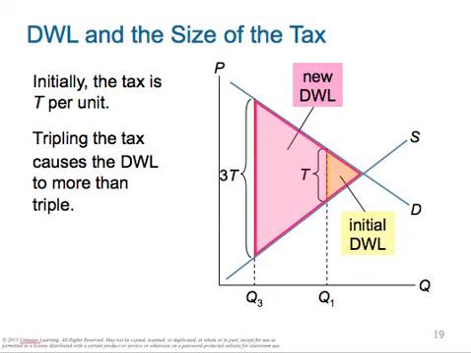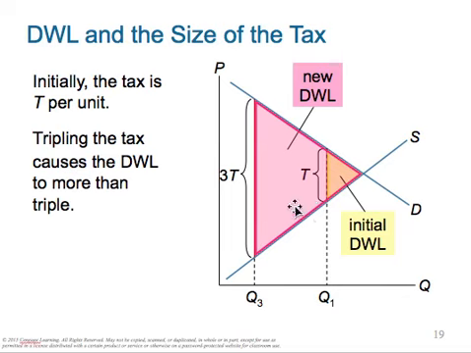Let's look at increasing the tax again. This is the original tax here. Sellers are getting this price. If you follow my cursor and imagine a line there, buyers are paying this price. That is the original tax.